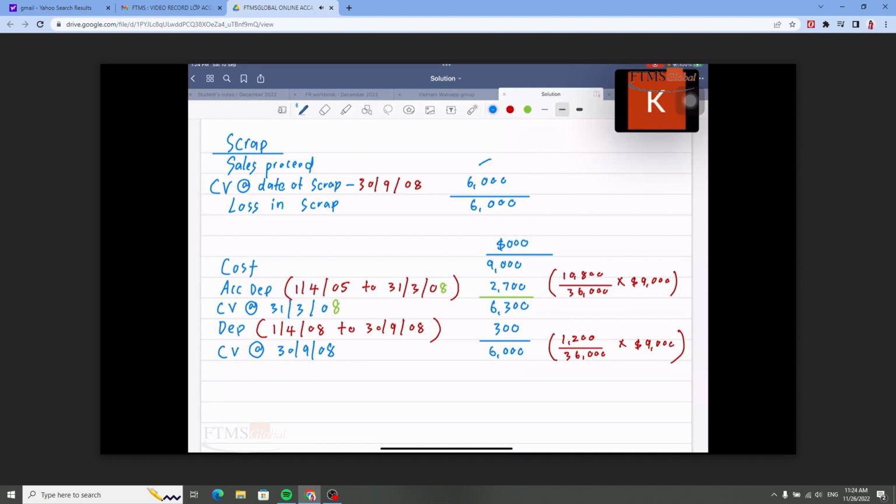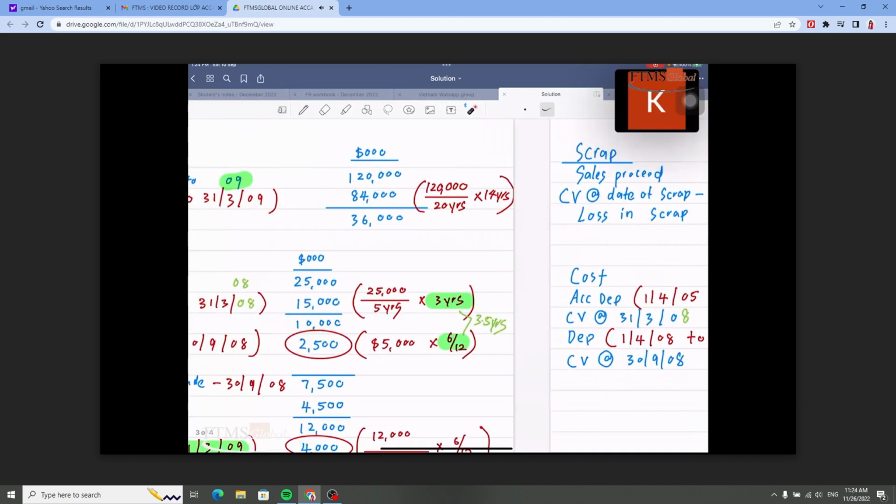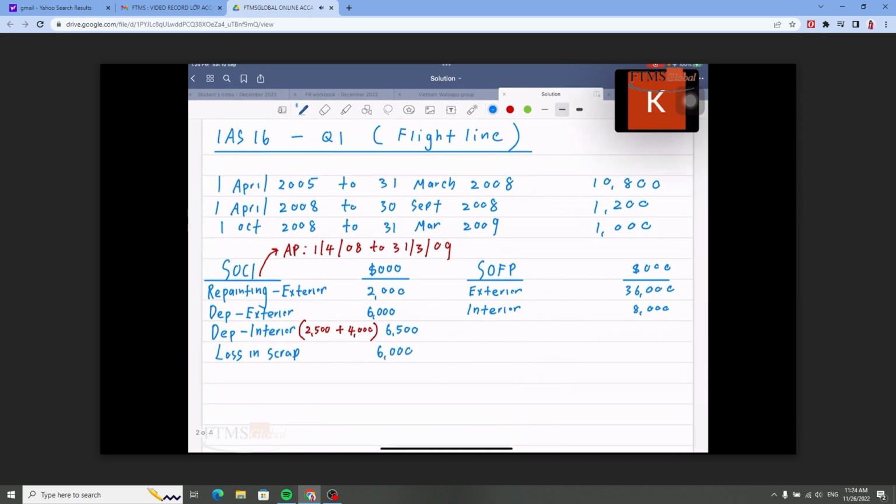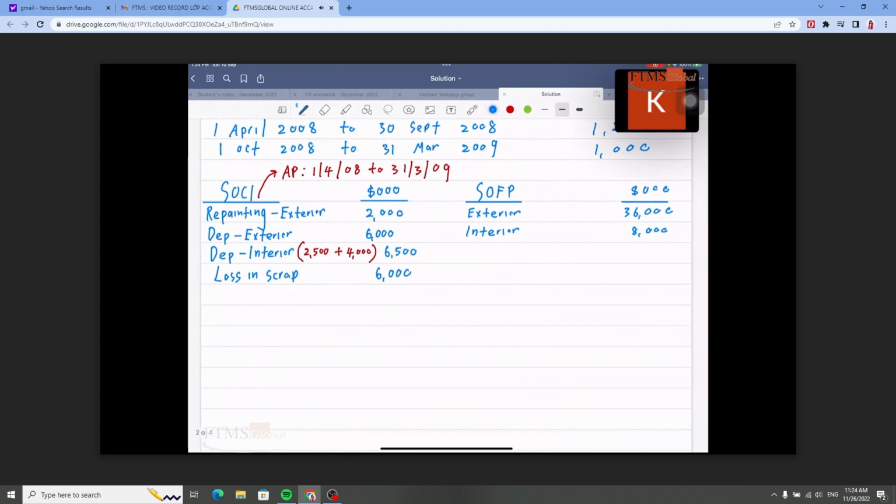Okay, so now scrap, of course, two things you can update. One, of course, is the loss in scrap of 6,000. Right, loss in scrap of 6,000. So loss in scrap, of course, will appear in your SOCI. Okay, then for the depreciation part, be very careful. Depreciation, your engine depreciation is a long working. So I put it here for you.